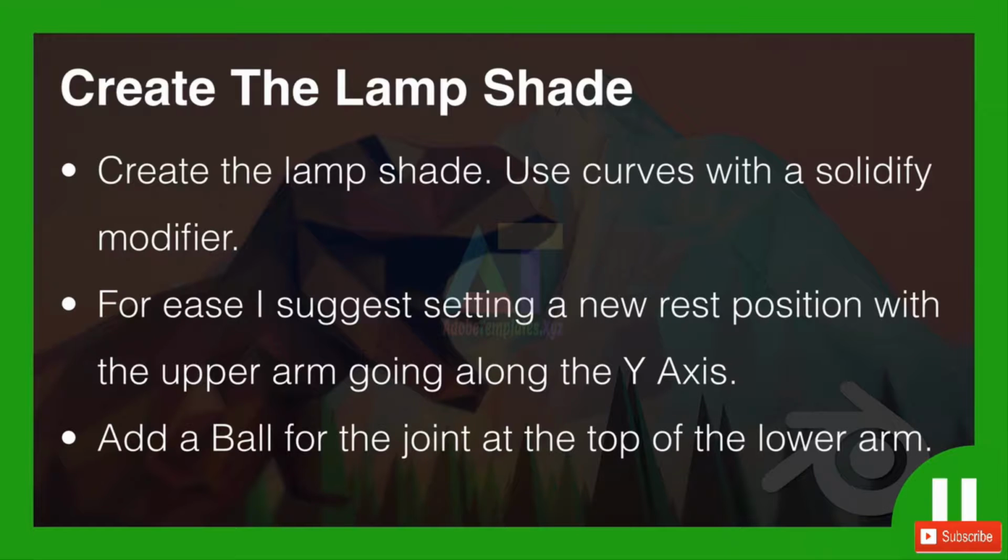Now if you're following along with my exact model, then do feel free to add a ball for the joint at the top of the lower arm. I'm going to make this top section really simple, so this head has not 360-degree movement. We're going to constrain it later on. But do add a ball at the top of the lower arm. If you've got a slightly different mechanism, then go ahead and create that with the knowledge you've now got.